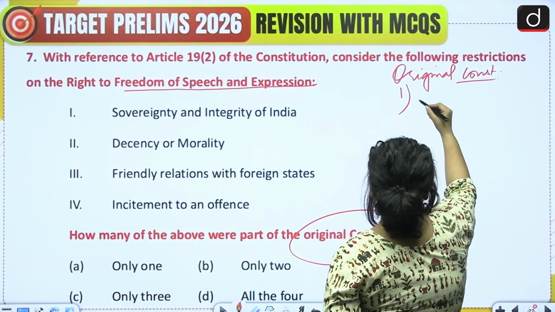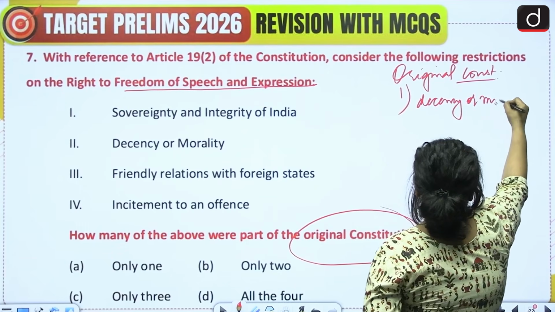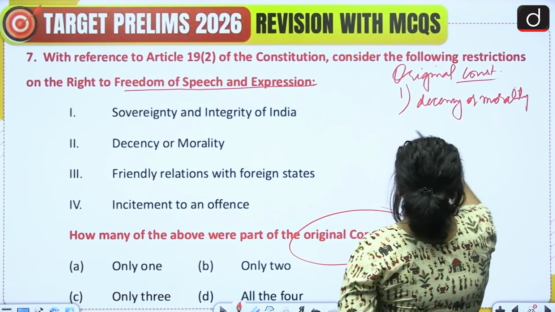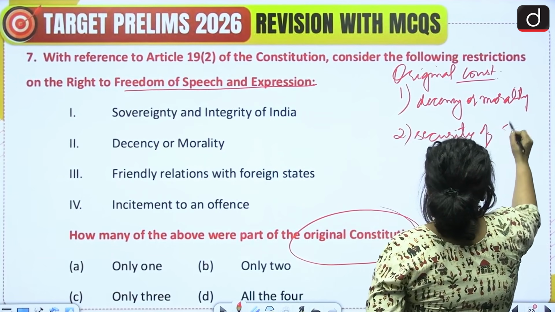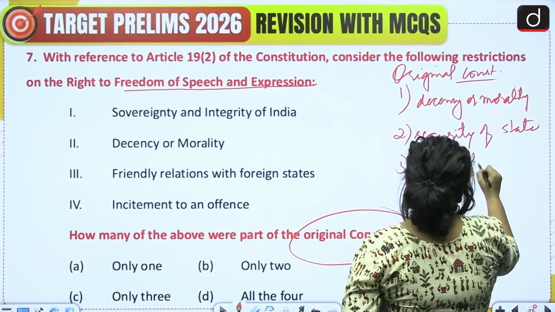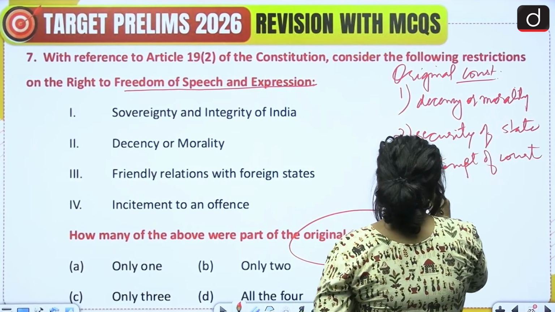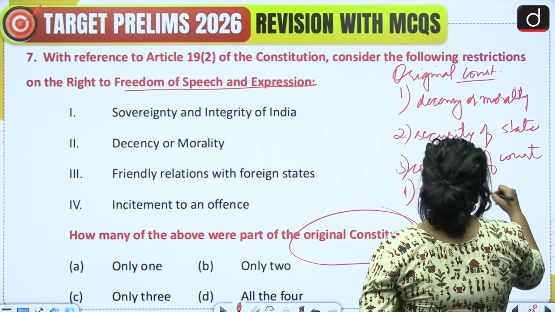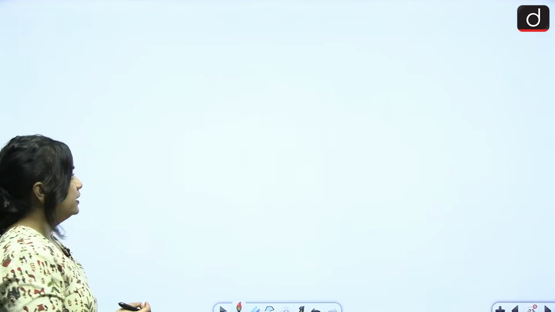First, decency or morality, security of the state, then there was contempt of court, and there was also defamation. So these are the 4 original restrictions in the Constitution. But with the help of various amendments, 4 more restrictions were incorporated.